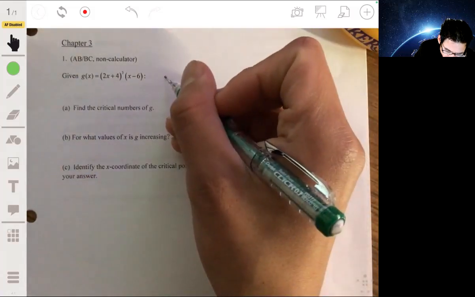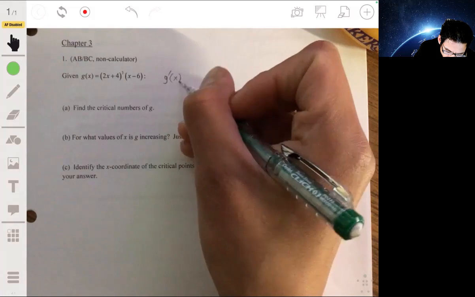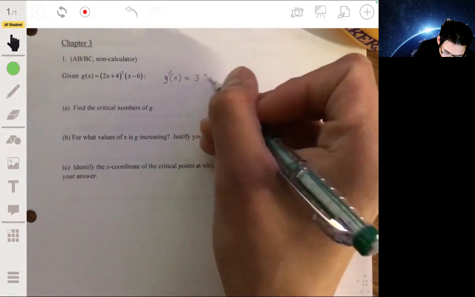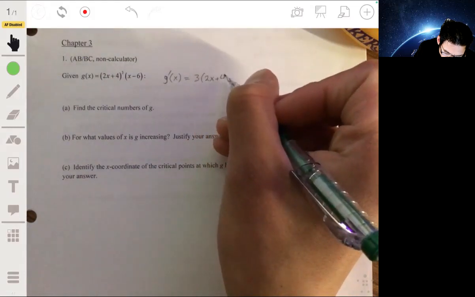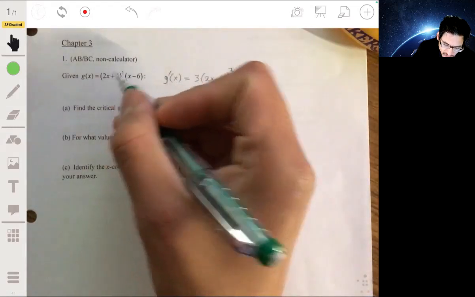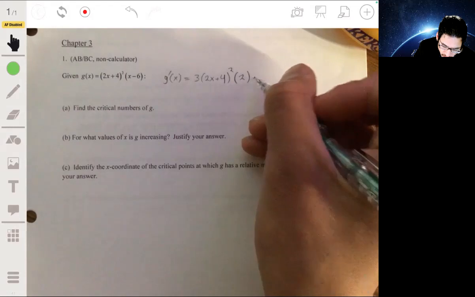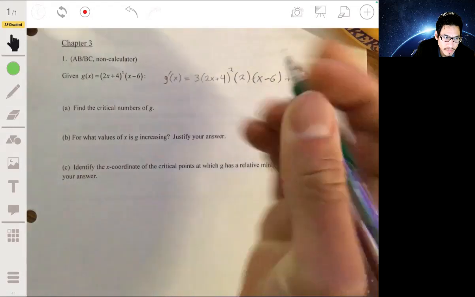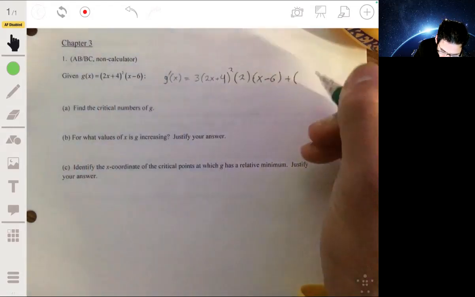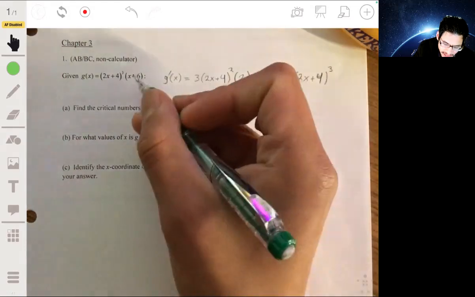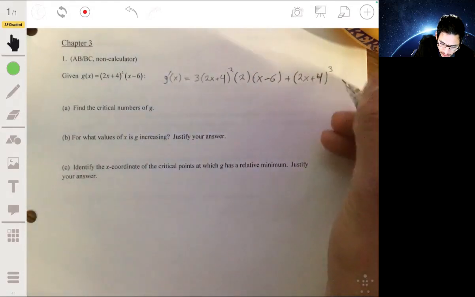So the derivative of G of X is equal to, we're going to use the power rule here. 3 times (2x plus 4) all to the second, times the derivative of the inside, so times 2, multiplied by (x minus 6), plus, now we keep this first group constant, and then we multiply by the derivative of x minus 6, which will just be 1.